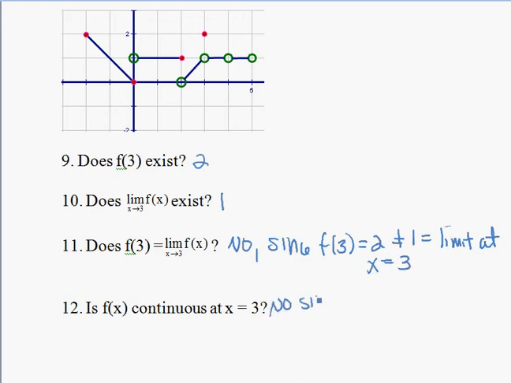No, since f of 3 is not the same as the limit at x equals 3.